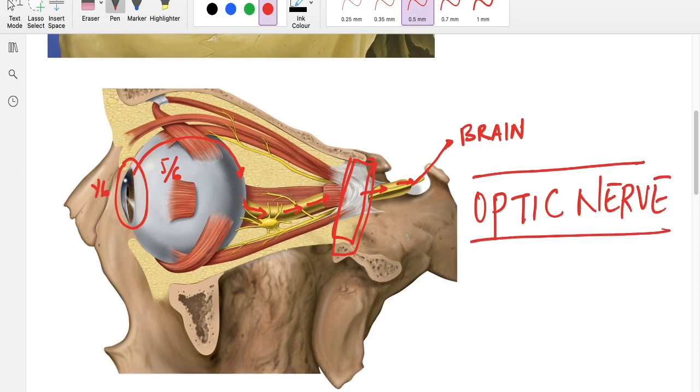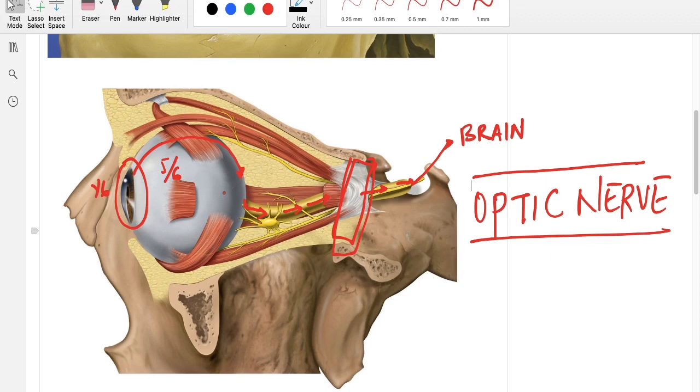So this optic nerve is transferring this light information, visual information, to the brain. Actually, the eye alone cannot interpret anything. You have to take that information to the brain so that the brain can interpret what we are seeing. So that is the basic purpose served by the optic nerve. So this is about the layers of the eyeball in short.